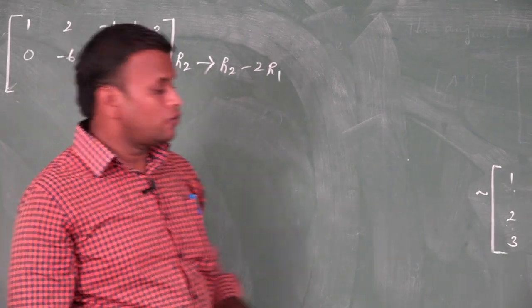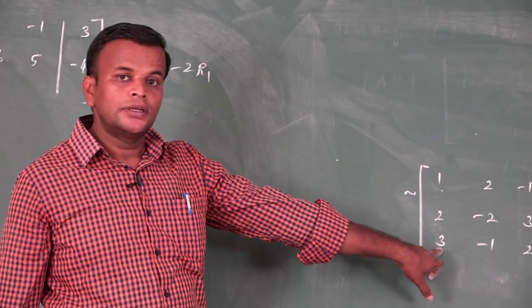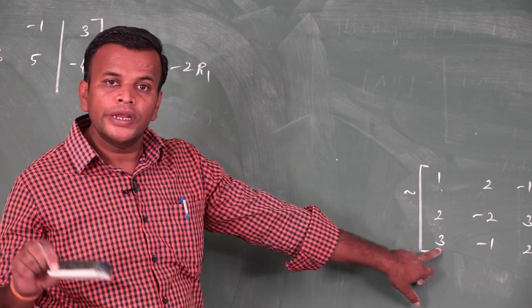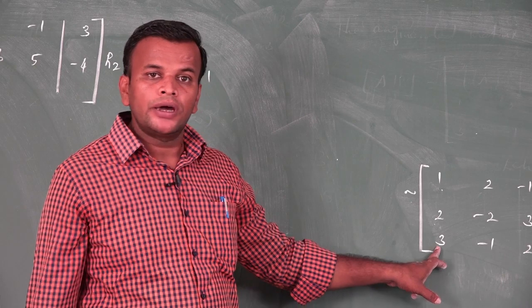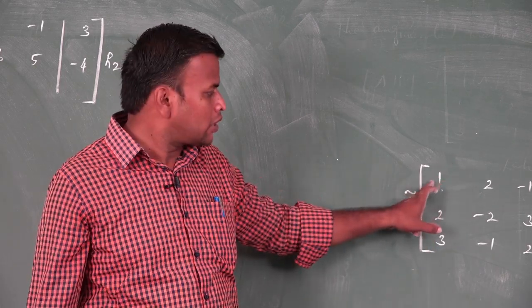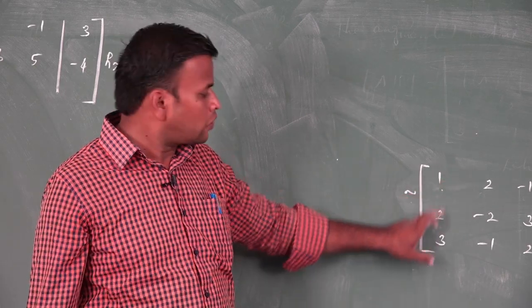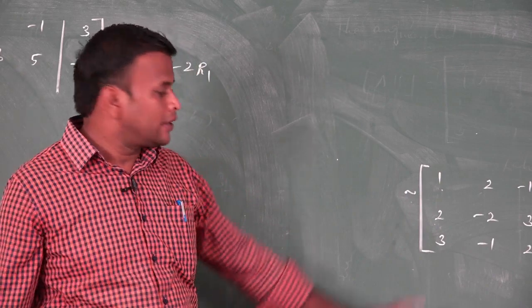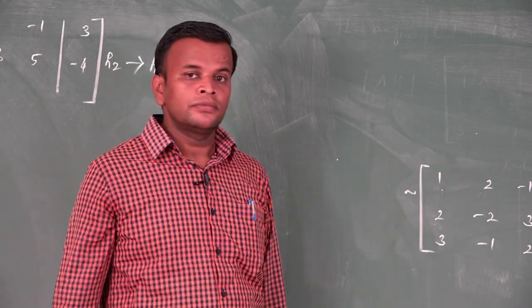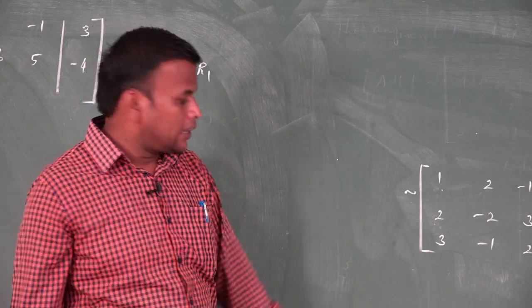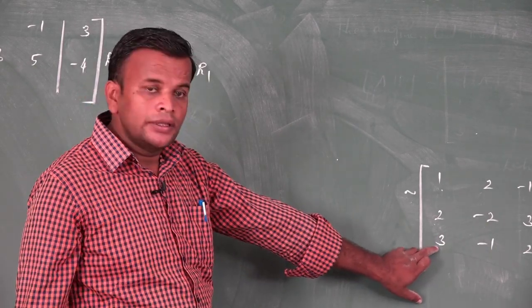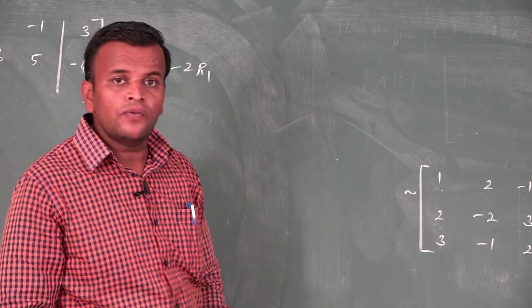What is the third row? First element 3. That element also needs to become 0. Now we see the rows R3 and R1, because R1's first element is also just 1. So how to write R3? To make that 3 become 0, we write R3 as R3 minus 3 times R1.